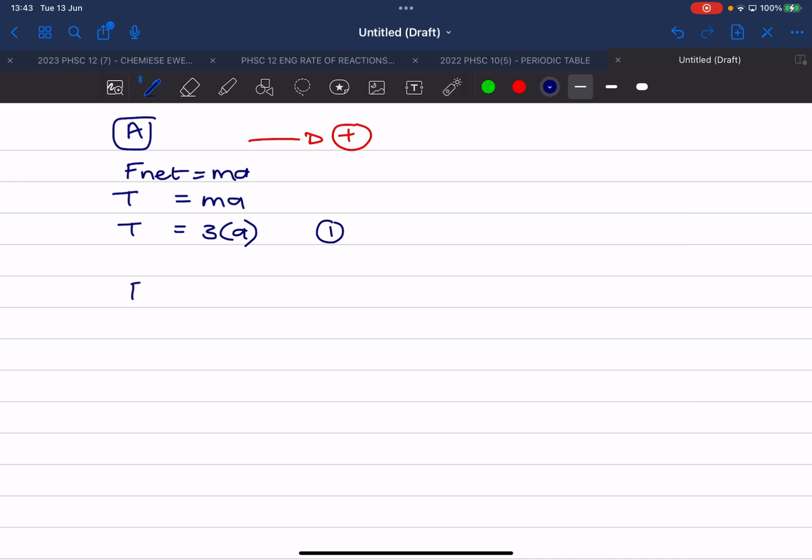Then I have object B. Het ek F net is gelijk aan M maal A. Again, it's going to the right, upwards. So daar het ek F minus T minus FG parallel is equal to M times A. Maak seker jy weet waar kry ek die formules vandaan. Why do I add? Why do I subtract? Is there something that I'm missing?